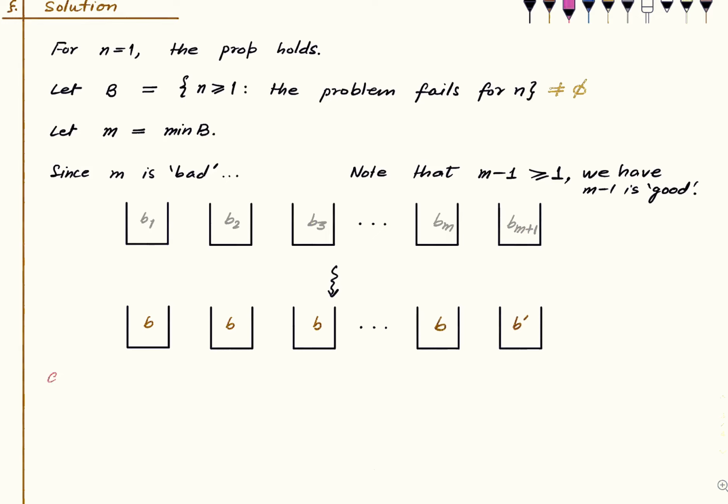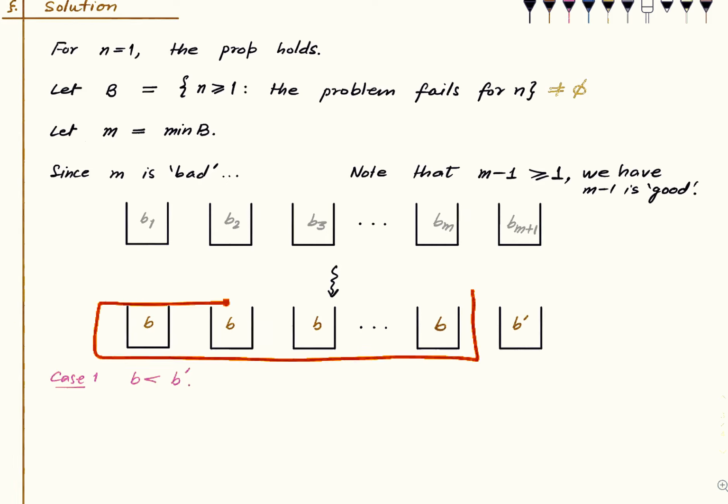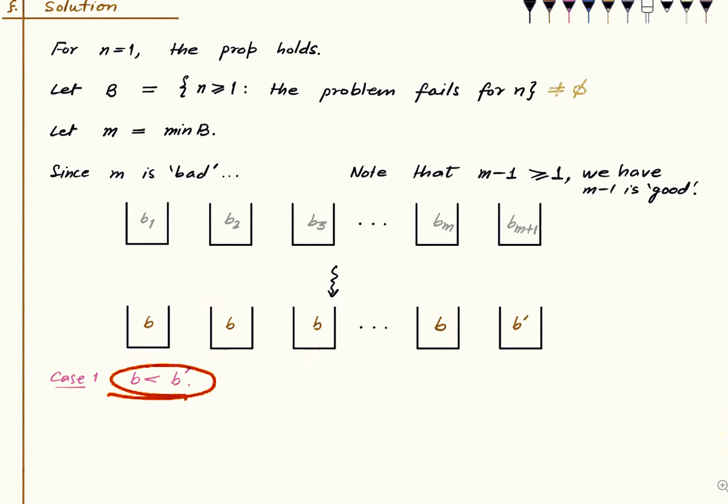There are 3 cases. Case 1: b is strictly less than b prime. This is a simple case. If this were the case, then what you can do is just keep choosing these m bins every time, keep incrementing up until the point where you get b prime balls in each of them. So this is a favorable case, clearly. So this is dealt with.